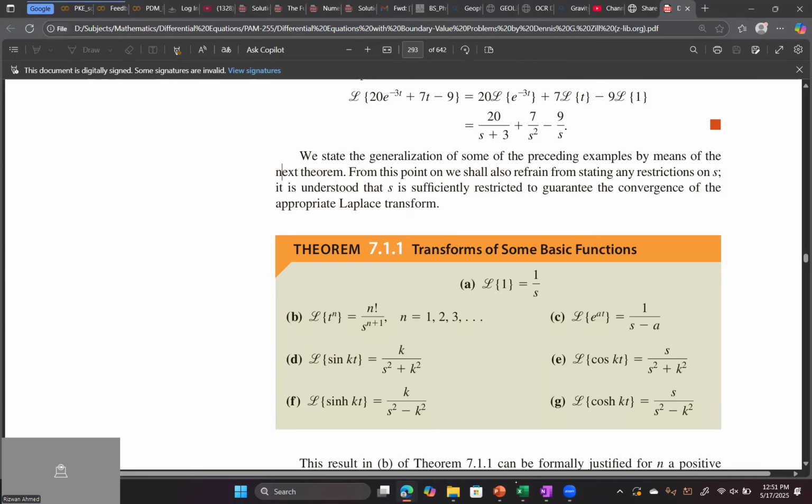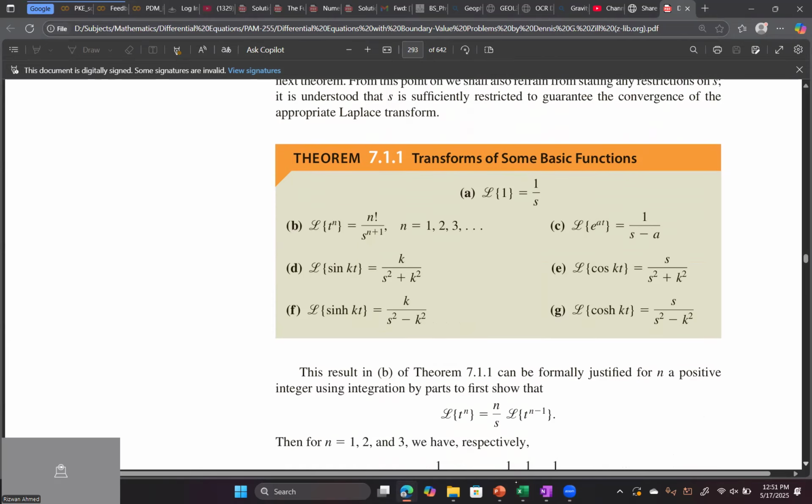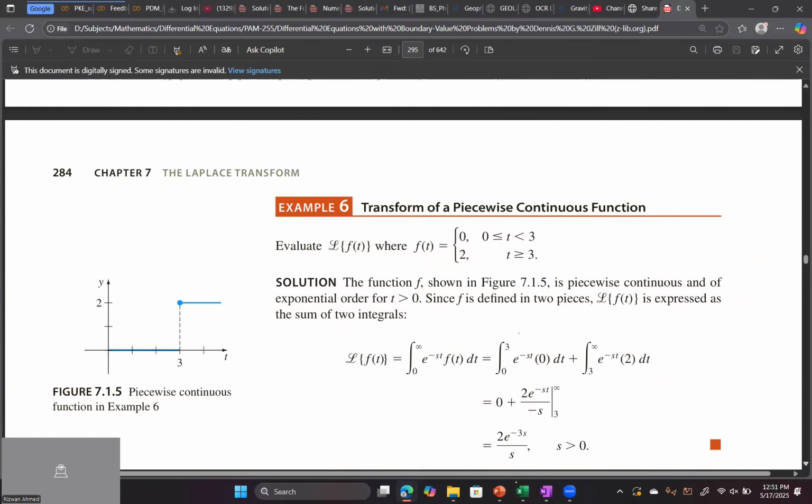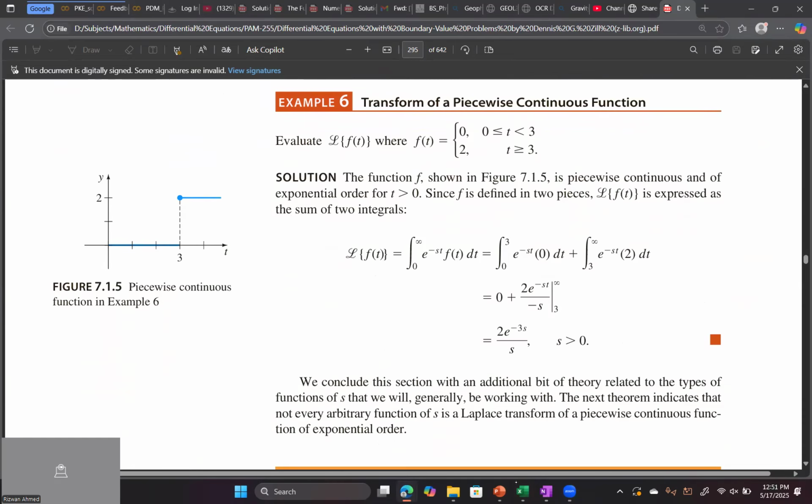And now we can calculate the Laplace transform of a piecewise function, a discontinuous function. And that's the power of Laplace transform, that it helps us to solve differential equations when the input is a piecewise continuous function, or a discontinuous function. We will include these Laplace transforms while solving the differential equations.